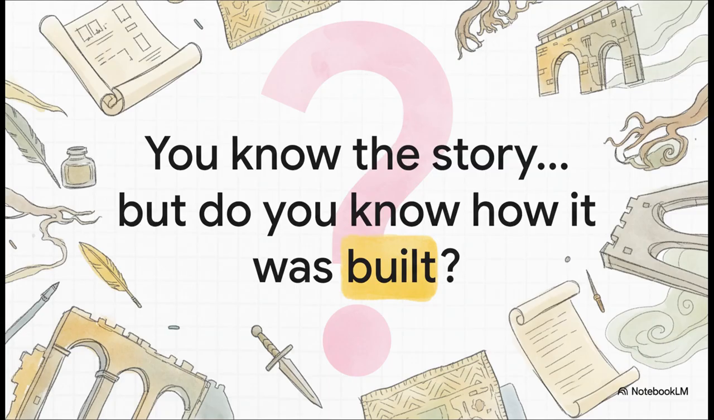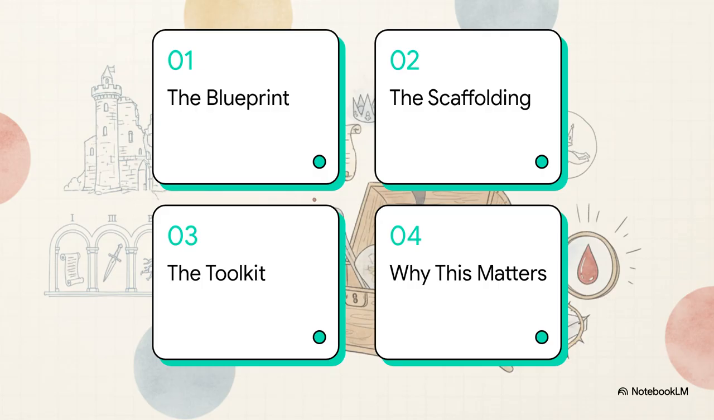Okay, here's our game plan. First, we'll check out the blueprint, the whole form of a Shakespearean tragedy. Then, we'll look at the scaffolding that gives it its shape, the classic five-act structure. After that, we get to the fun part, opening the toolkit to see how Shakespeare uses language, and finally, we'll pull it all together and see why any of this really matters.